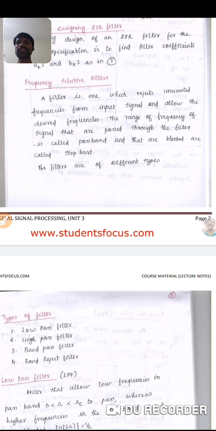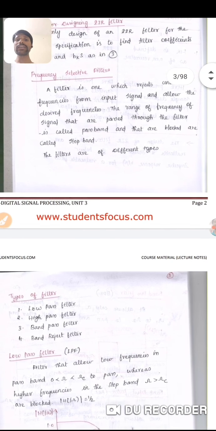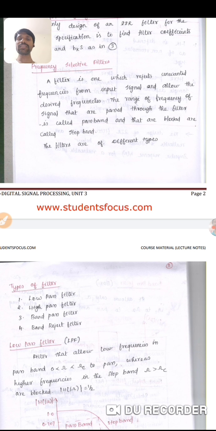Frequency selective filters. A filter is the one which rejects unwanted frequencies from the input signal and allows the desired frequencies. That means it allows only the required frequencies and rejects all the unwanted frequencies. The range of frequencies that are passed through a filter is called the pass band, and the frequencies which are blocked by the filter is called the stop band.